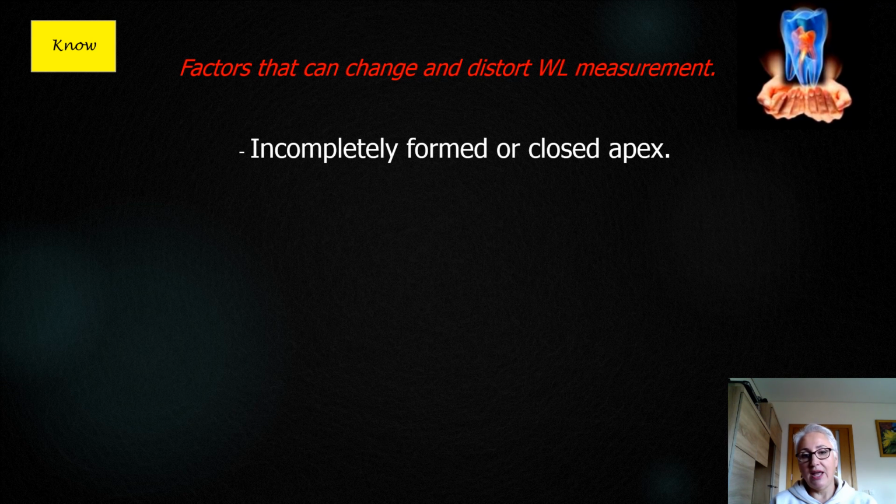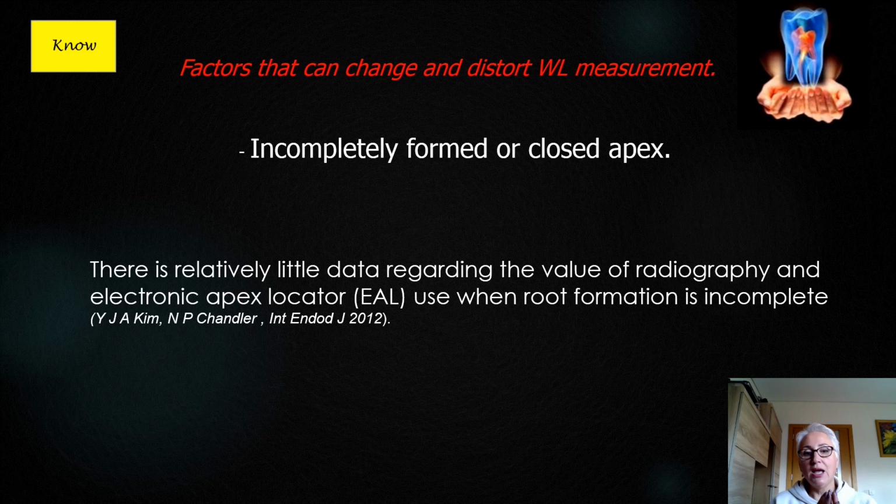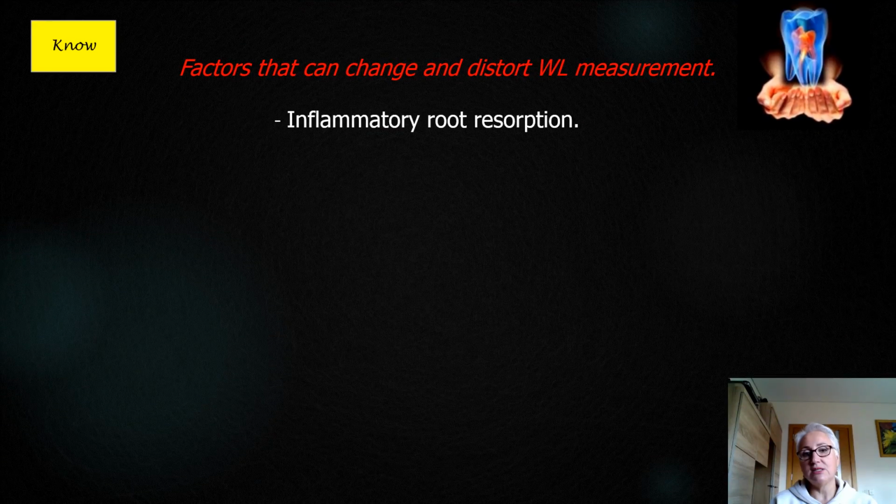Another factor that can give incorrect working length measurements is an incompletely formed or open apex. In that case, we have a big possibility of tissue fluids, periodontal tissue fluids, inside the canal, and we have no apical constriction and no apical foramen. Actually, there is relatively little data regarding the value of radiography and the electronic apex locator when root formation is incomplete. So of course we still need some studies.